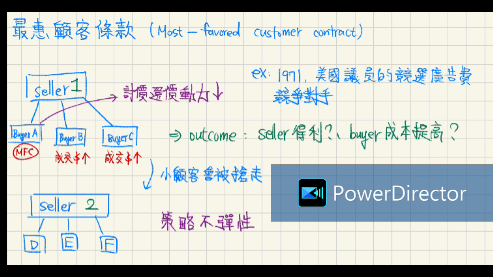So the key point is, if the most favorite customer contract exists, the seller has less elasticity in price, because of the buyer A impact, but buyer A matters. That is, your strategy is not very elastic. So that is about the most favorite customer contract.